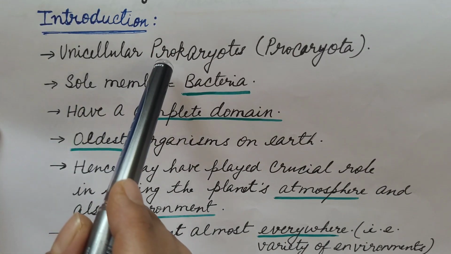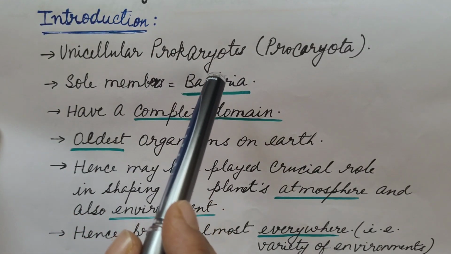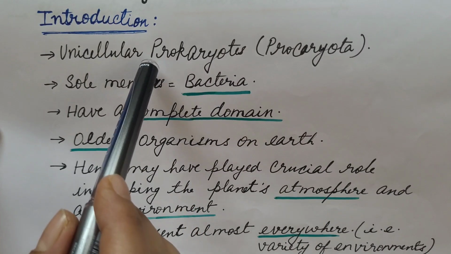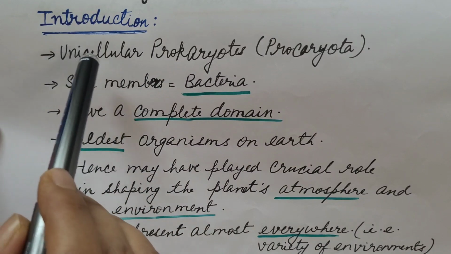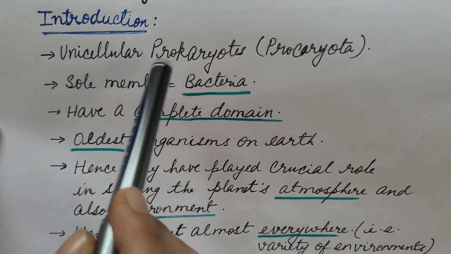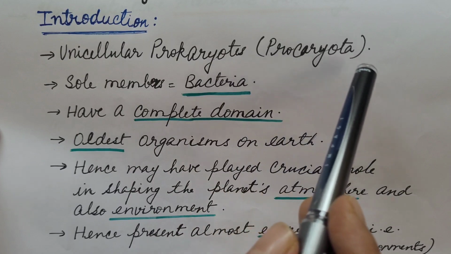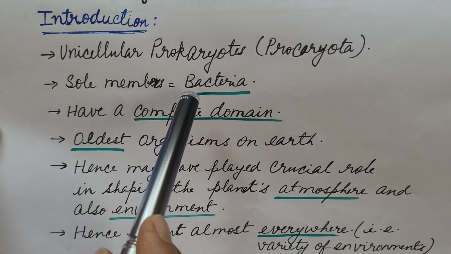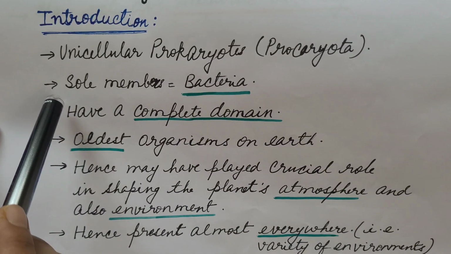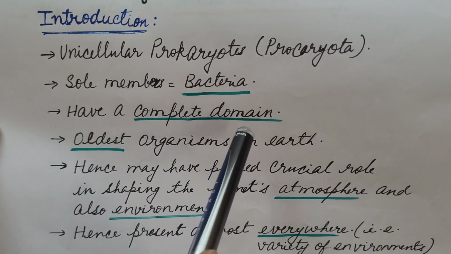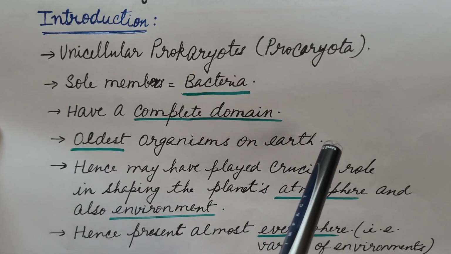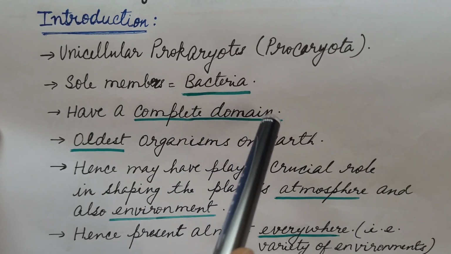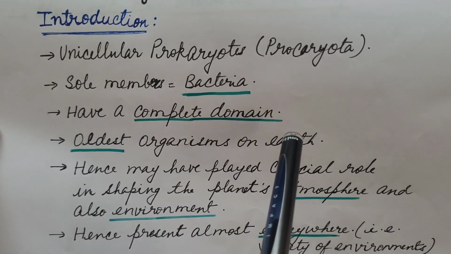So these are unicellular prokaryotes. We have already discussed in the previous video that organisms are of 2 types, prokaryotes or eukaryotes. So Monerans are unicellular prokaryotes. They have only a single cell and these are prokaryotes, hence known as prokaryota. And the sole members of this kingdom are bacteria. So these have a complete domain in the evolving system of living life forms.